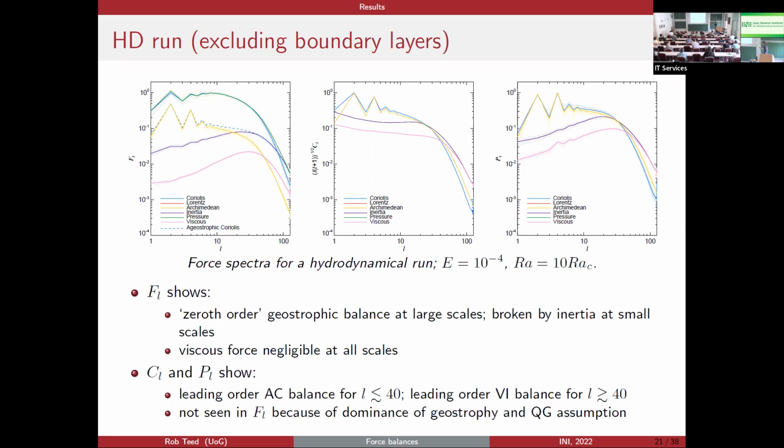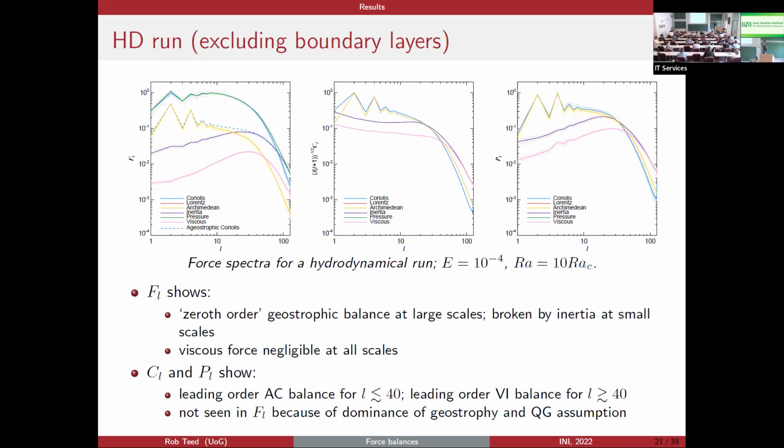In particular, if you look at the regular forces to begin with, we've got this geostrophic balance. You've got green and blue curves up here, which are Coriolis and pressure. Then you've got other things coming in at first order, buoyancy. I've included here what they call this ageostrophic Coriolis force, this dashed blue line. And then it looks here like inertia and in particular this viscous force are very weak. The viscous force is negligible at all scales. It doesn't come in at all.